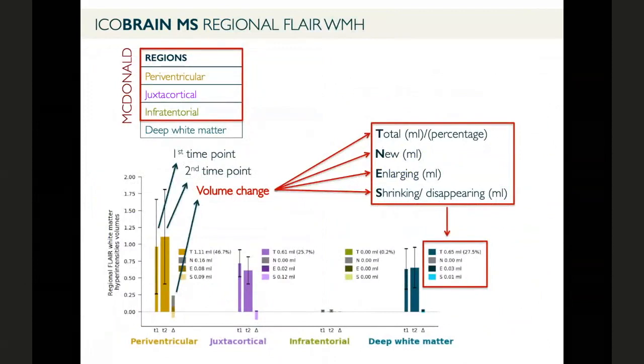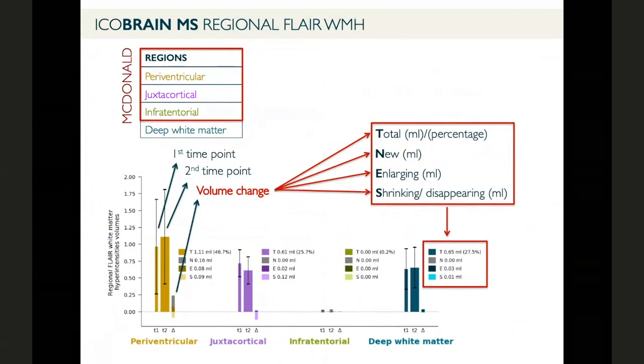So we can see that we color code and represent the lesions based on their location. We have paraventricular, juxtacortical, and infratentorial as described in the McDonald's criteria. And then we have a 4th category, deep white matter, which you can kind of consider as all the lesions that don't fall in the above mentioned categories.